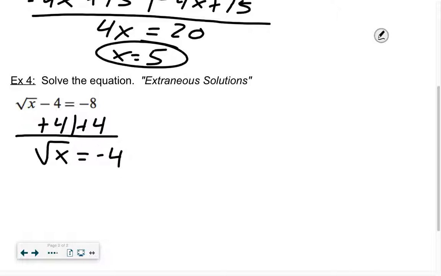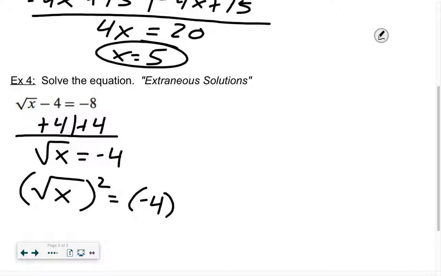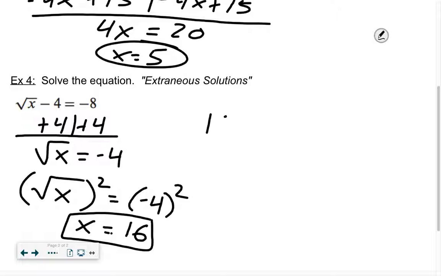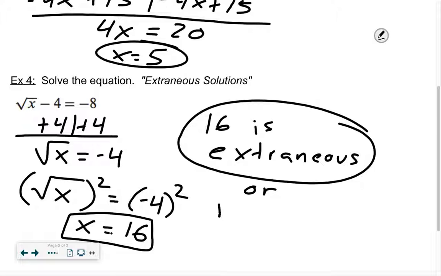Well, if we square both sides, 16, that is the number that I come up with, it is the number that we derive, but if we go back in and plug it in, does it work out for us? No. Square root of 16 is 4, 4 minus 4, last time I checked is 0, not -8. So in this case, there are no solutions. We could say that 16 is extraneous. Or you can simply say no solutions.